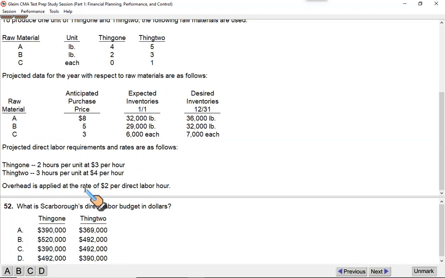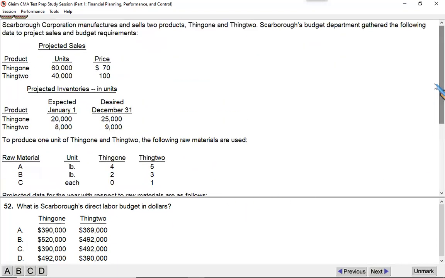Overhead is applied at the rate of $2 per direct labor hour. So we have the material, we have the labor, we have the overhead. What is Scarborough's direct labor budget in dollars? You cannot draw up the direct labor budget unless you have the production information. You need to write up the production details, and for that you need to make up a column, Thing 1, Thing 2.